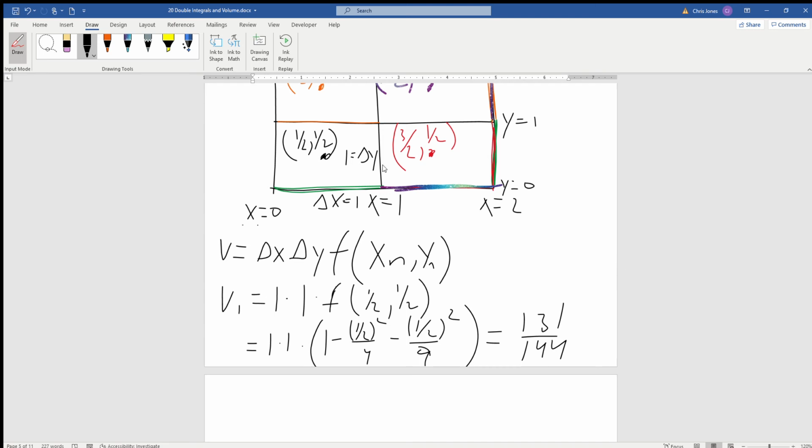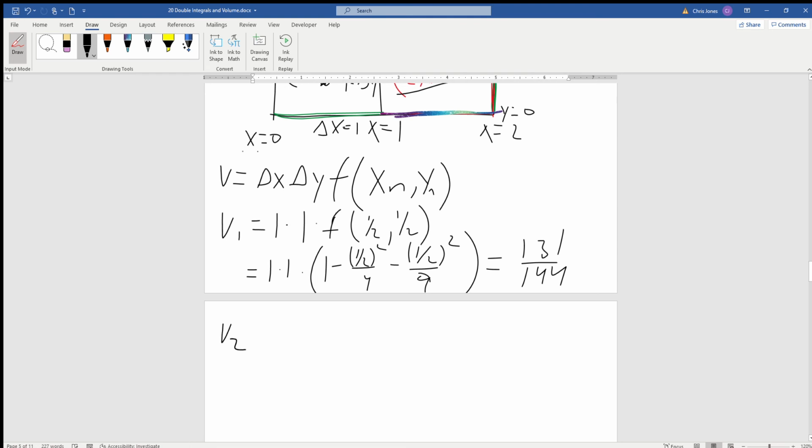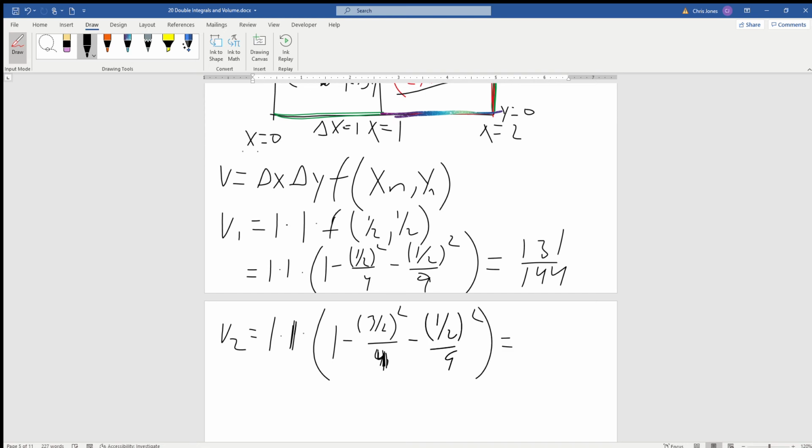A second volume, this time we're going to use 3/2, 1/2. So volume 2 is going to be 1 times 1, which is our length times width, and then our height is going to be 1 minus (3/2) squared over 4 minus (1/2) squared over 9. And when we compute that, that's going to give us 59 over 144.